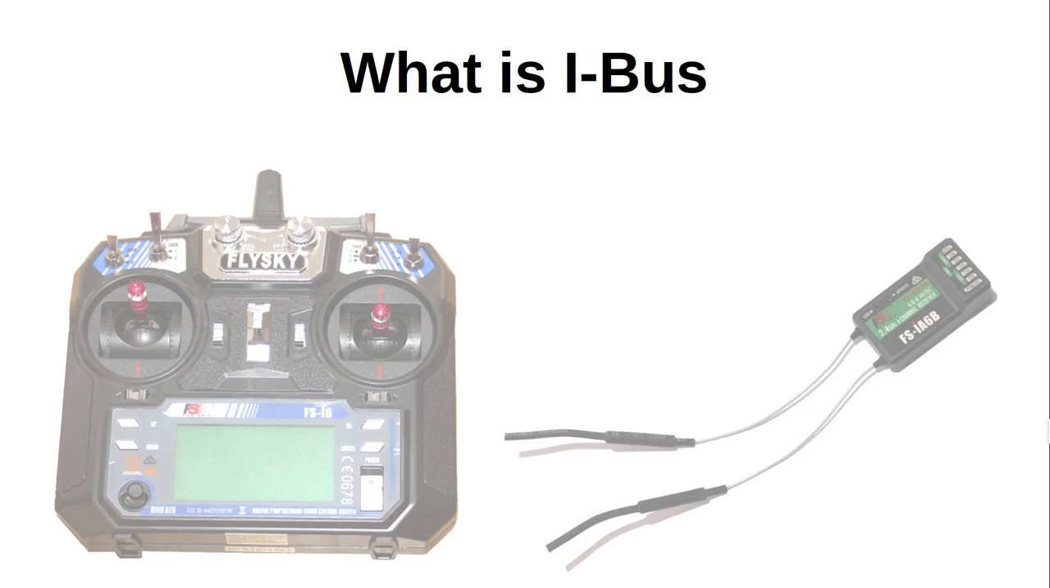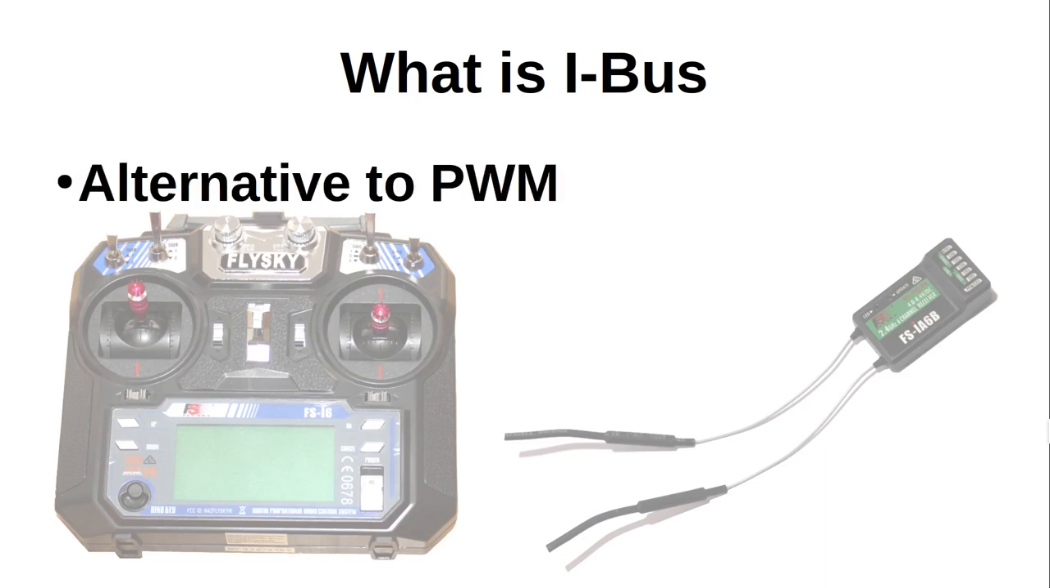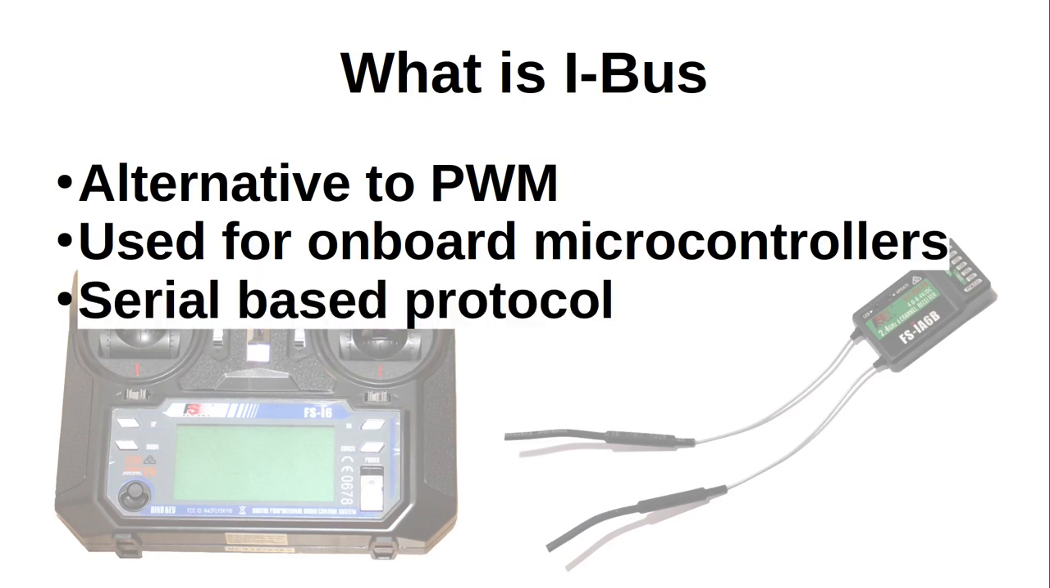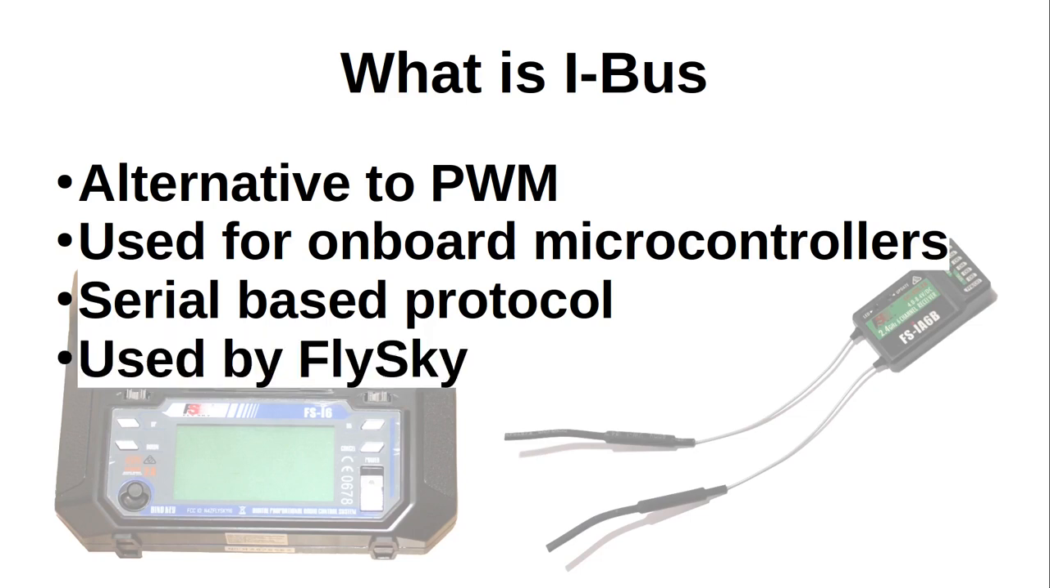First, look at what iBus is. It's an alternative way of interfacing a radio control receiver with an onboard microcontroller, typically in a plane or other model. It's a serial-based protocol, and it's used for receiving data from RC controllers, such as those created by FlySky.